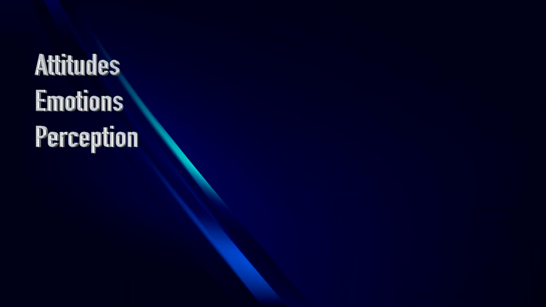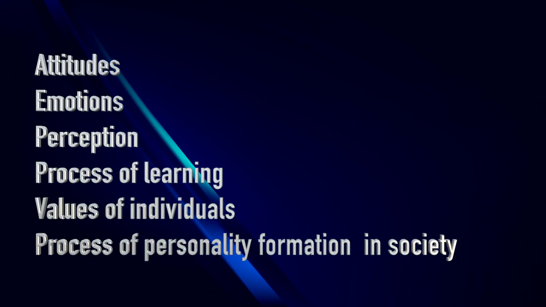Now, we will discuss the relationship of sociology and psychology. Sociology is a science of social phenomena and social relationship. It is a science of social group and social institution. It is a science of collective behavior. It studies human behavior in groups, but psychology is a science of mind or mental processes. It is a science of human behavior. It analyzes attitudes, emotions, perception, process of learning, values of individual, and process of personality formation in society.